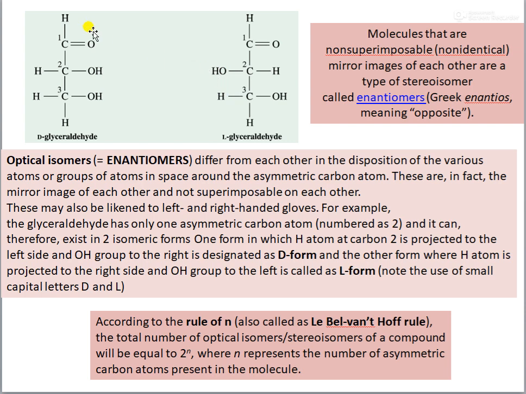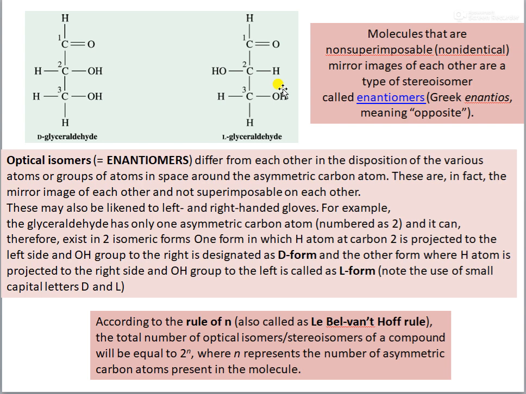Now, if you consider these two moieties, D-glyceraldehyde and L-glyceraldehyde, you can see that they differ from each other only in the disposition of various atoms or groups in the space surrounding the asymmetric carbon atom. Which is the asymmetric carbon atom? The C2. They differ only in the orientation of the moieties associated with it. These two moieties are also mirror images of each other, and they are not superimposable on each other.